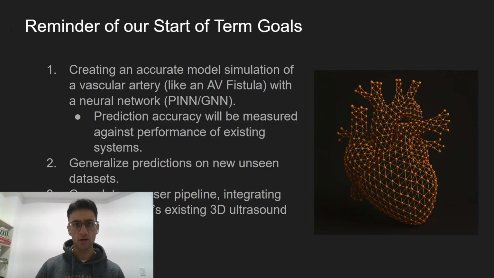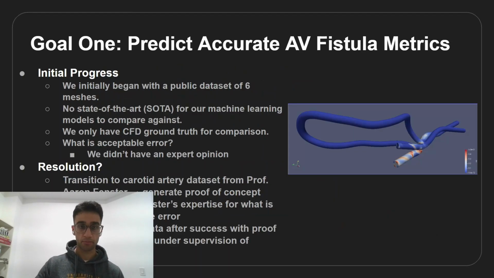So let's remind ourselves of our startup term goals. Our first goal was to create an accurate model simulation of a vascular artery, like an AV fistula, with a neural network, like a physics informed neural network or a graph neural network. And the prediction accuracy will be measured against performance of existing systems. Goal 2 was a generalized prediction of this model on unseen new datasets. And goal 3 was to complete our user pipeline integrating with Dr. French's existing 3D ultrasound techniques.